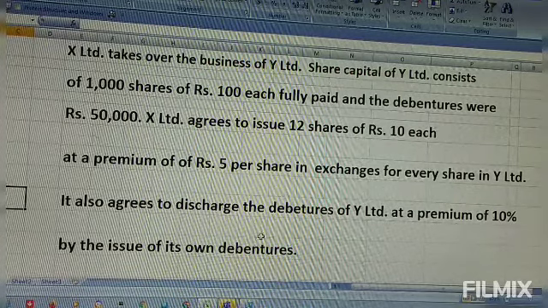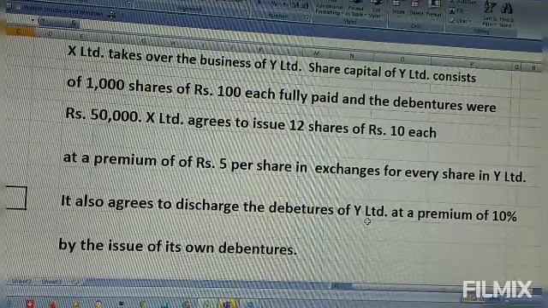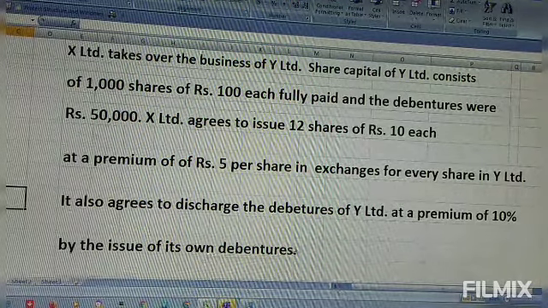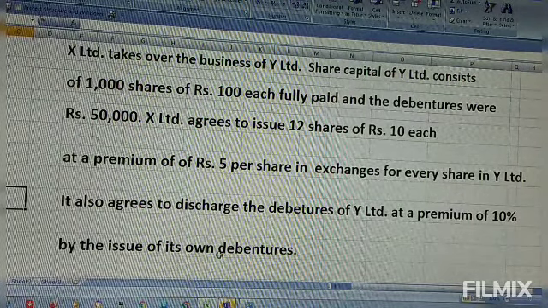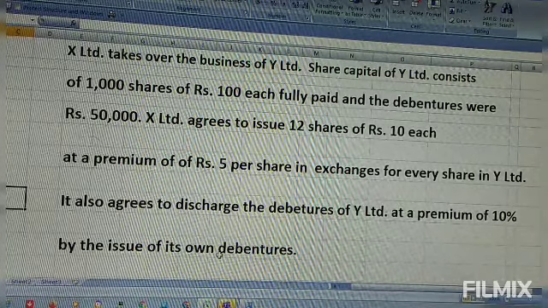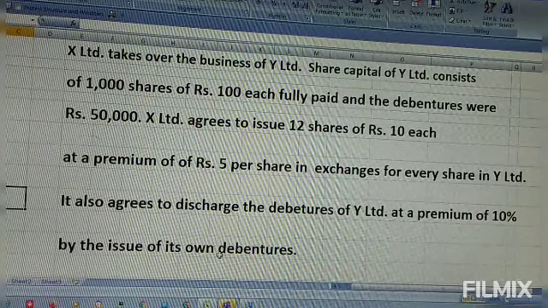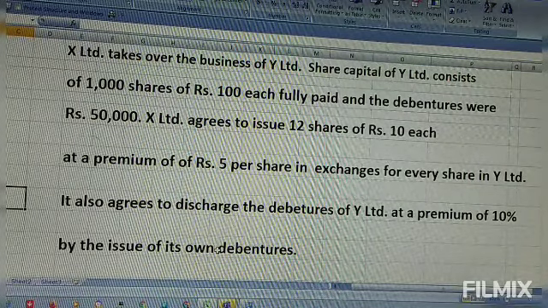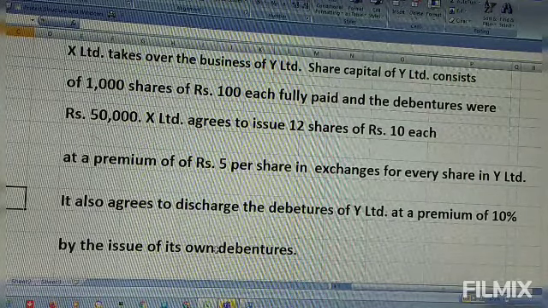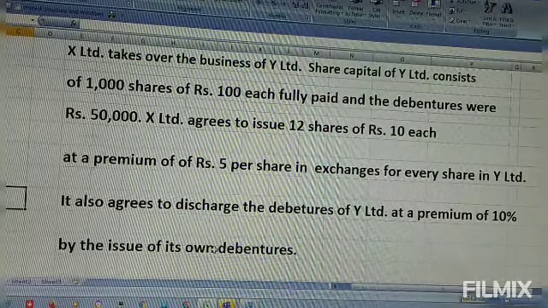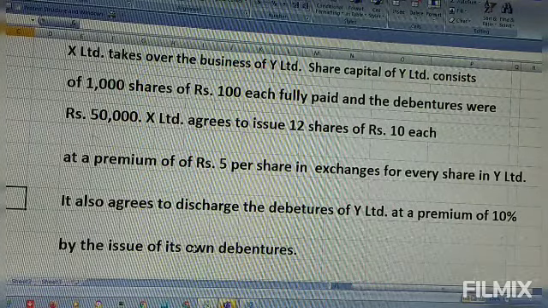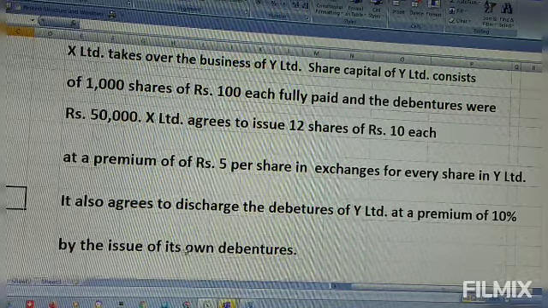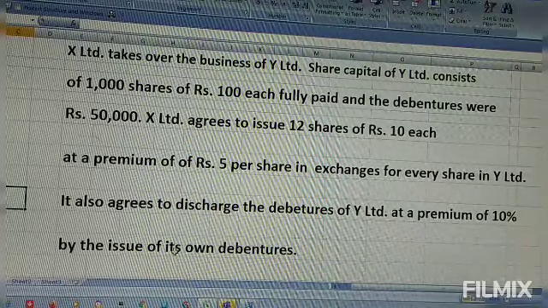Then it also agrees to discharge the debentures of Y Limited at a premium of 10% by the issue of its own debentures. It discharges the debentures. It exchanges the debentures of the debenture holders. In place of the old debentures, it gives new debentures at a premium of 10%. Right?